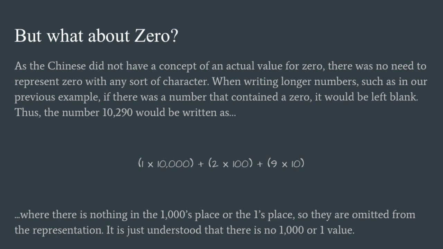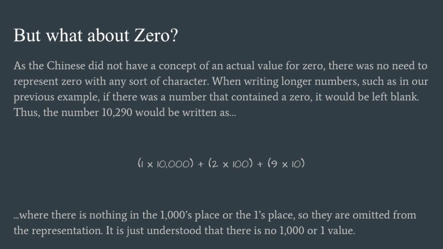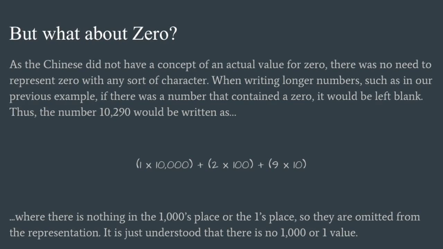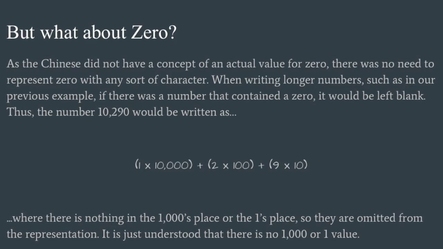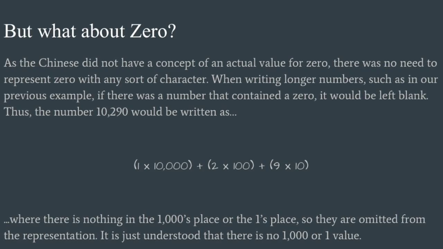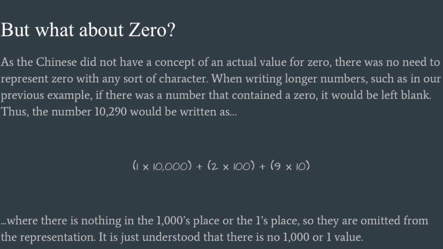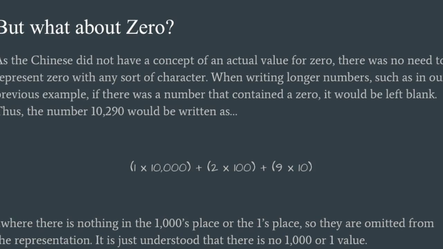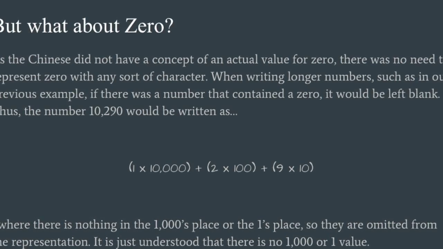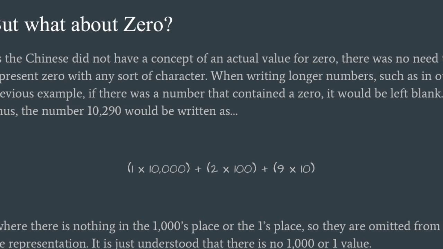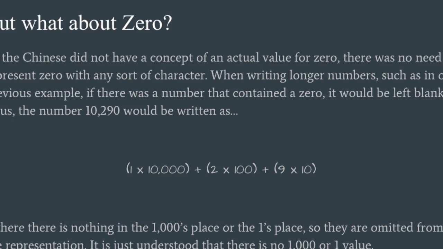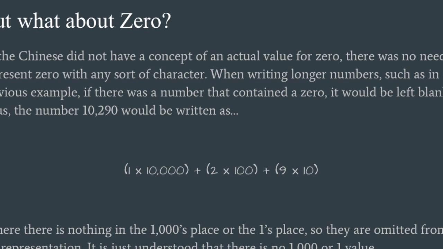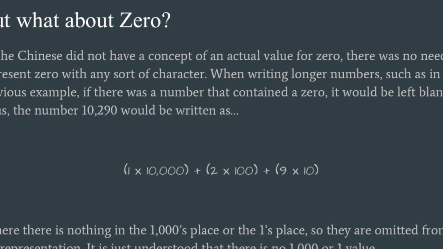You may be wondering, why is there no representation of the number 0? Well, at the time, there was no concept of 0. 0 was nothing, and why would you need to use something to represent nothing? In the case of larger numbers such as 10,290, there are 2 zeros that we see within that number. Whenever you would write it in ancient China, you would leave a space between the 2 place values that 0 was nested between. Thus, you would write 1 times 10,000 plus 2 times 100 plus 9 times 10.